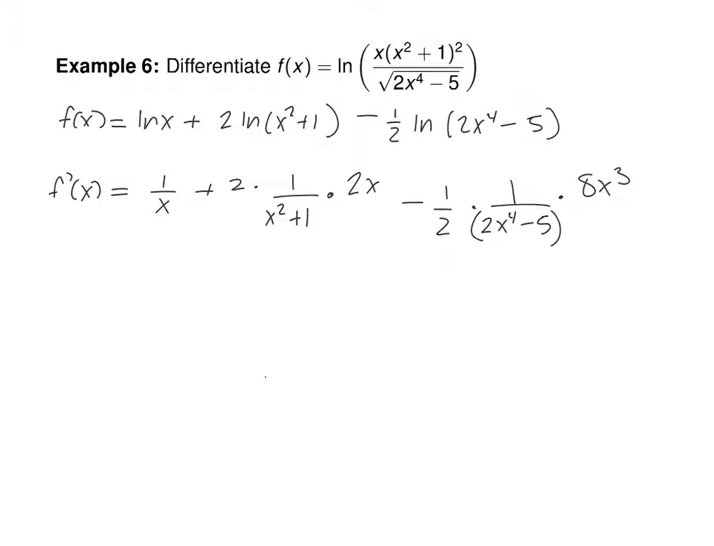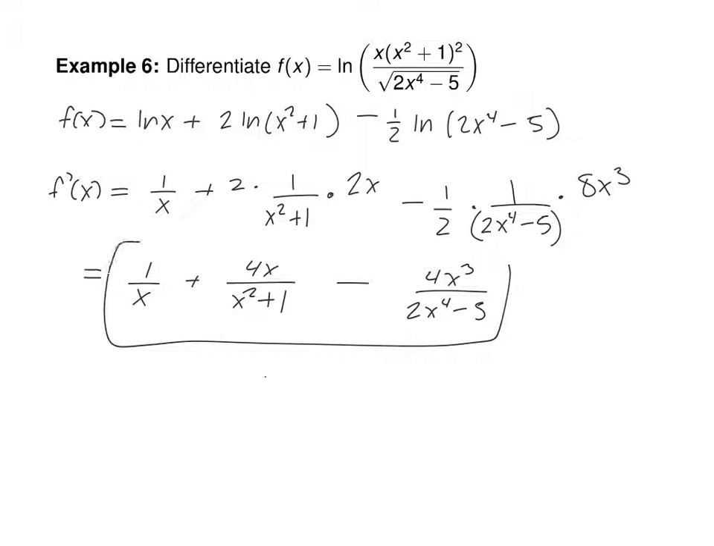Great. And then just simplify a little bit, like put your numerators together, is all I'm asking. 1 over x, 4x over x squared plus 1, right? Minus 4x cubed over 2x to the 4th minus 5. Getting a common denominator wouldn't be super awful, right? Just multiply each fraction by the other two's denominators, but it's more algebra than I want to make you do right now. The important thing is, okay, expand those logs, then take derivatives. All right? Crazy, huh?